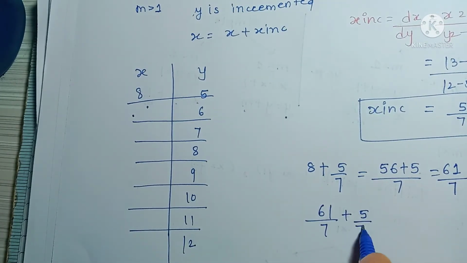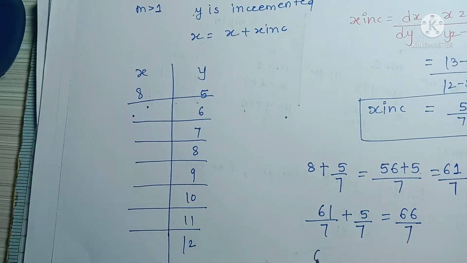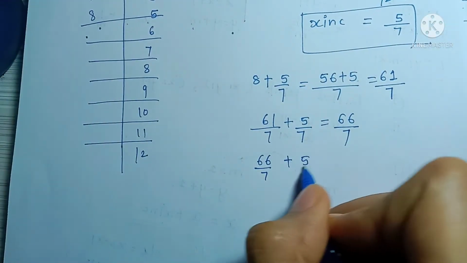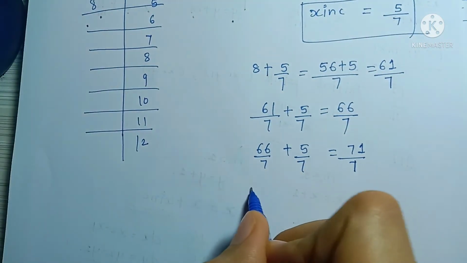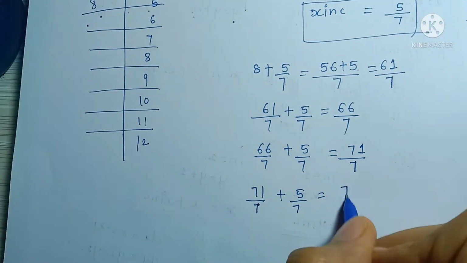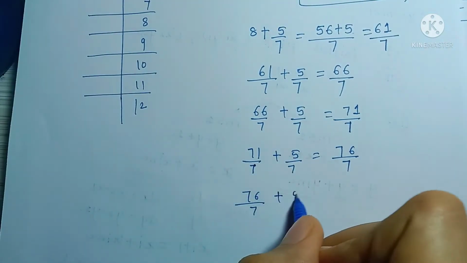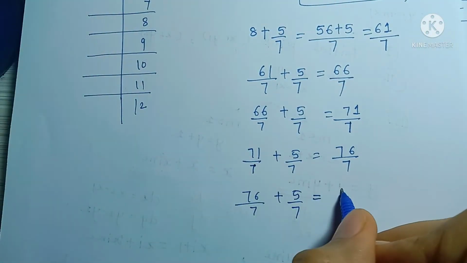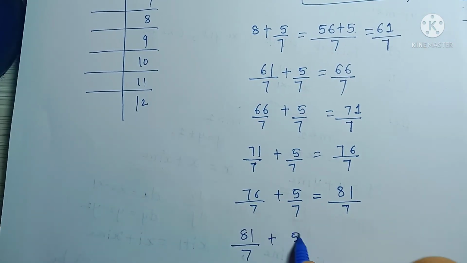61/7 plus 5/7. That is 66 upon 7. Guys, solve with me fast. Plus 5/7, 71 upon 7. 71 upon 7 plus 5/7 is 76 upon 7, plus 5/7 is 81 upon 7, plus 5/7, 86 upon 7.